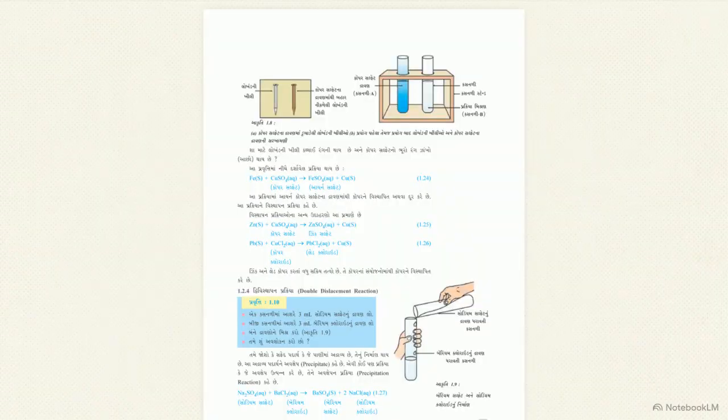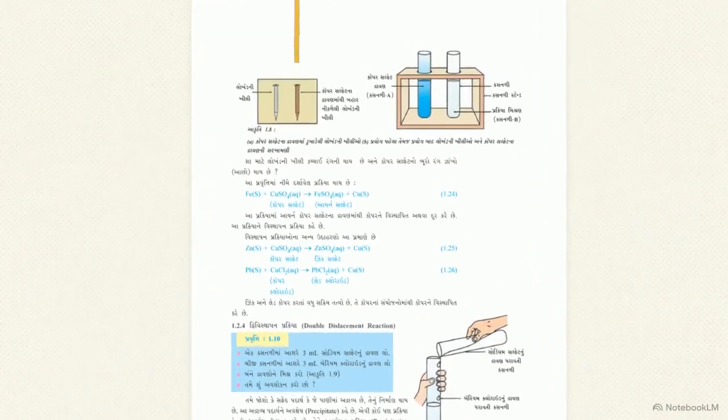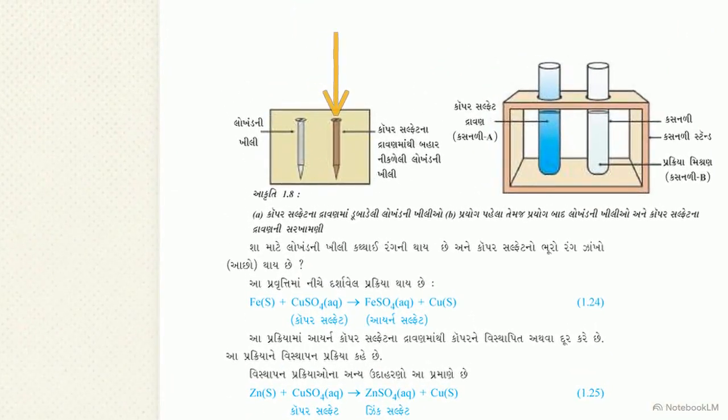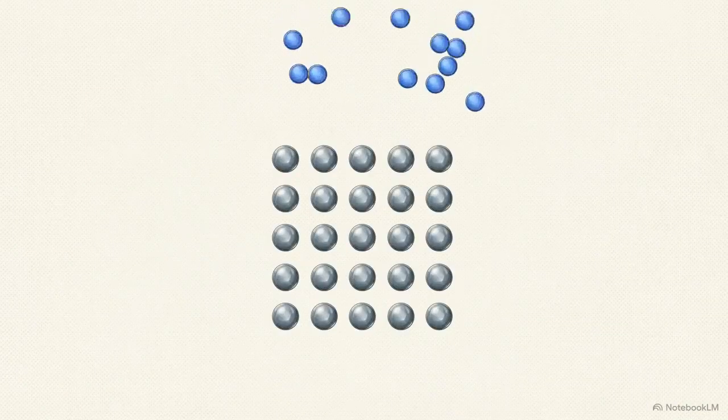In the lab, we see this when an iron nail is placed in a blue copper sulfate solution. The nail develops a brownish coating as the chemicals interact. This shift in appearance shows that the atomic arrangement of the metal has changed.